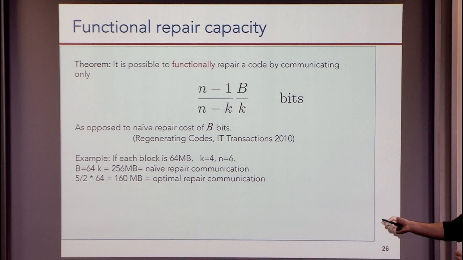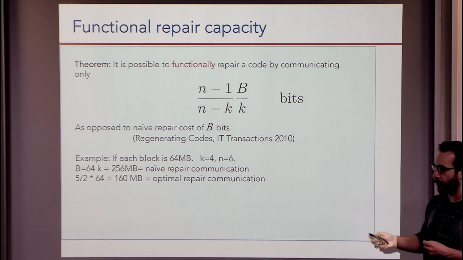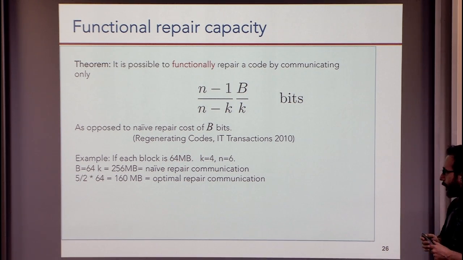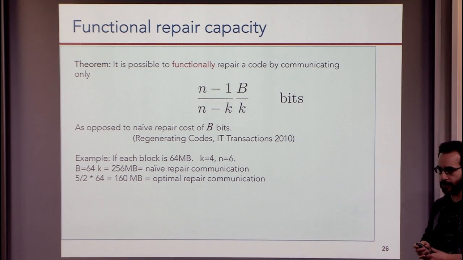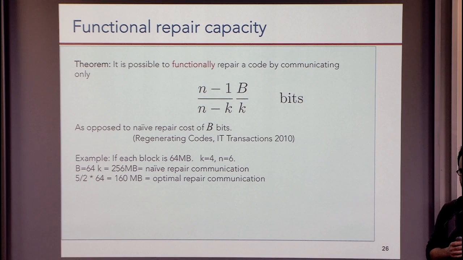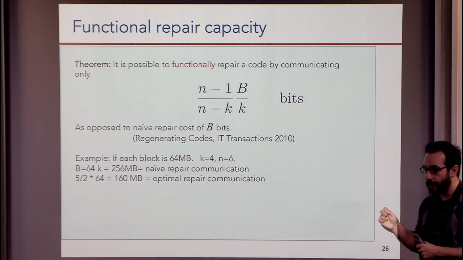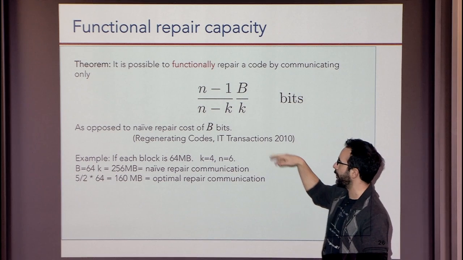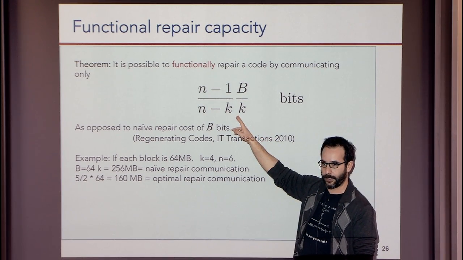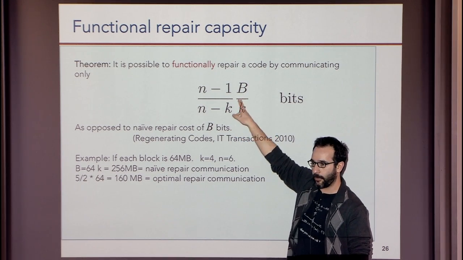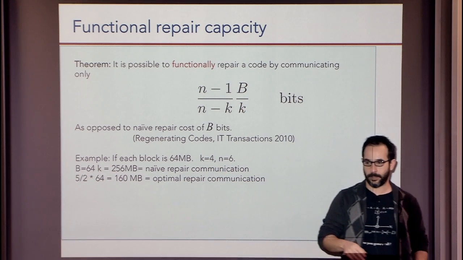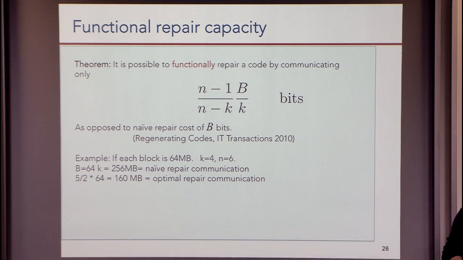This is an example. If each of your blocks is 64 megabytes, which is what is done in Hadoop, and you just have a (6,4) code, the naive repair communication will be 256 megabytes, whereas with optimal repair communication, it will be 160. So even for very small cases, you can get substantial benefit. And asymptotically, it's even more interesting because it scales completely differently. It scales on the order of 1 symbol as opposed to the order of k symbols. So there is a very big gap between naive and optimal.